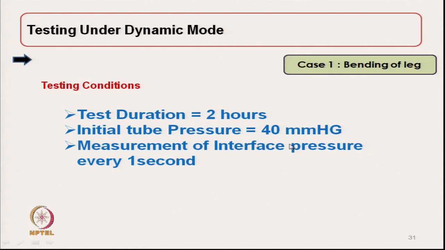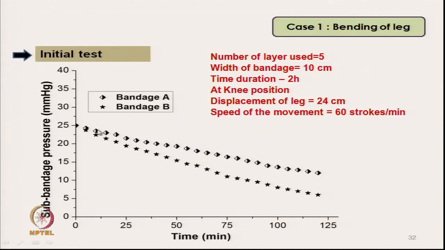Initial pressure is 40 millimeter Hg. Initial pressure actually shows the limb hardness. Measurement of interface pressure is done after every 1 second, and this is the result here, which shows the subbandage pressure reduces as time elapses. With time, subbandage pressure reduces gradually.